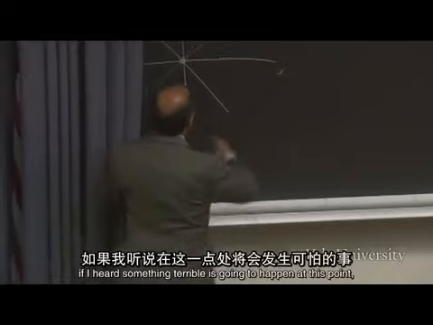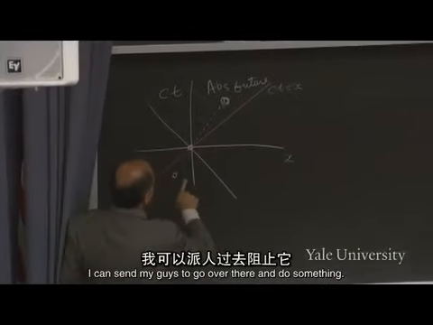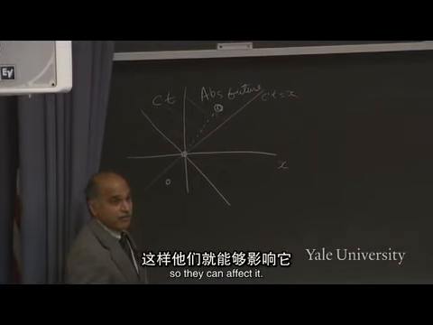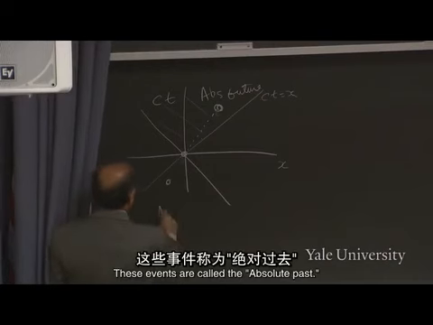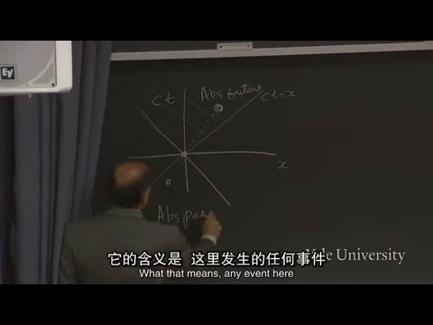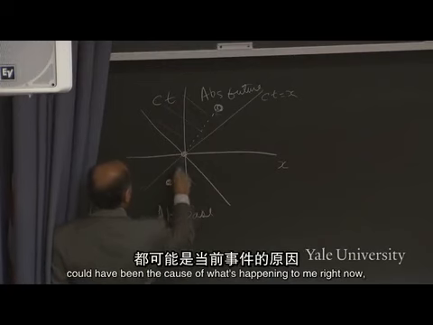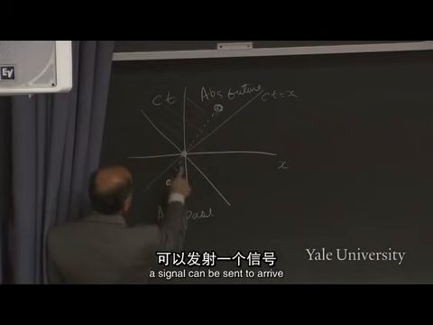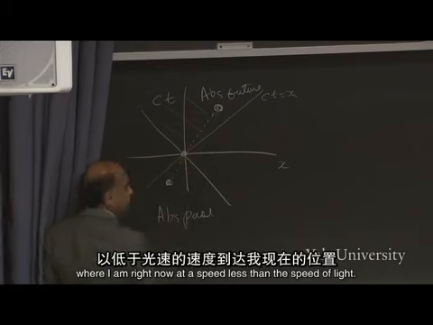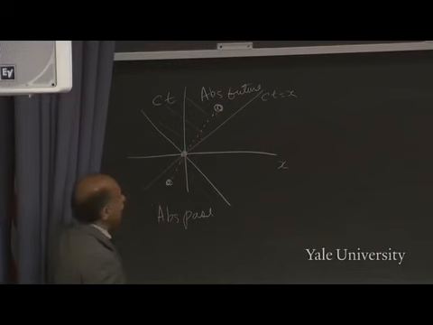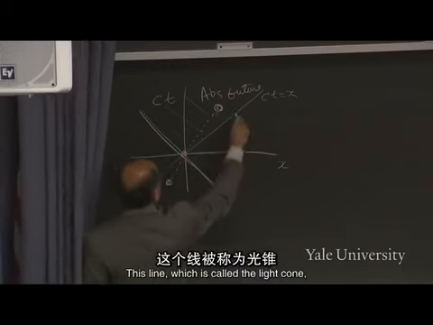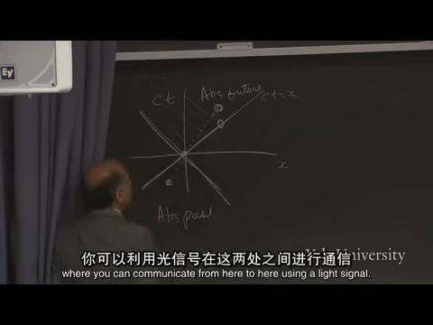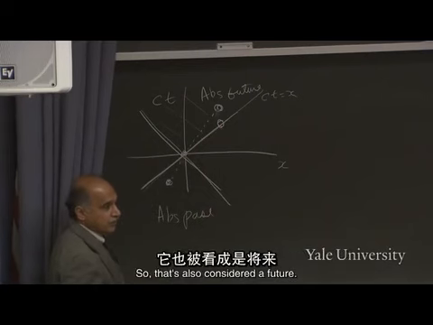For example, if I heard something terrible is going to happen at this point, I can send my guys to go over there and do something. They have to travel at a speed that is less than the speed of light, so they can affect it. These events are called the absolute past. What that means is any event here could have been the cause of what's happening to me right now, because from that event, a signal can be sent to arrive where I am right now at a speed less than the speed of light. This line, which is called the light cone, is a borderline case where you can communicate from here to here using a light signal. So that's also considered as future.